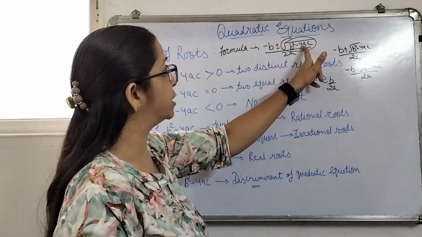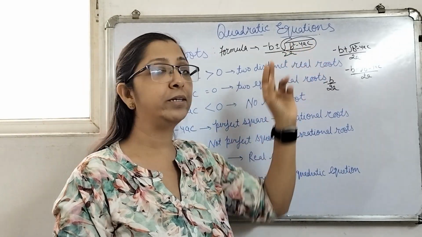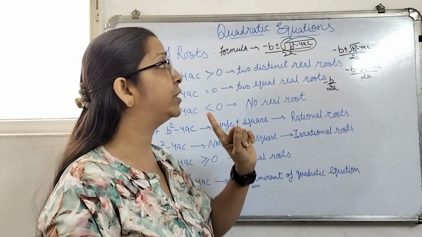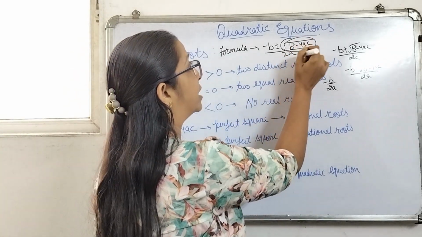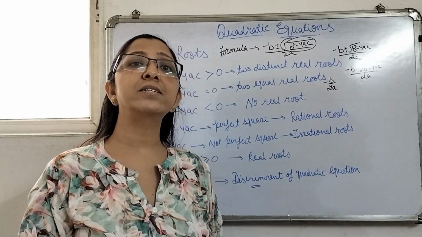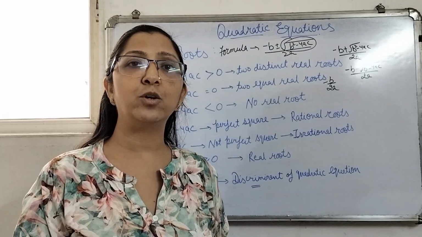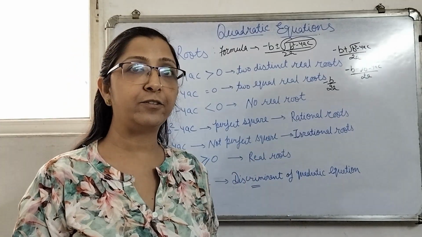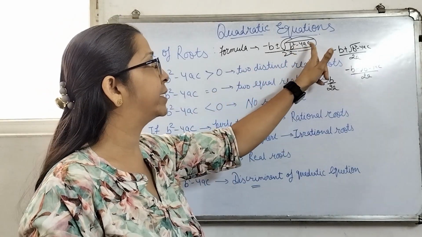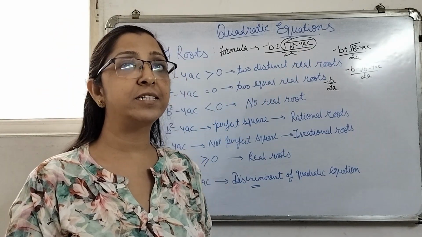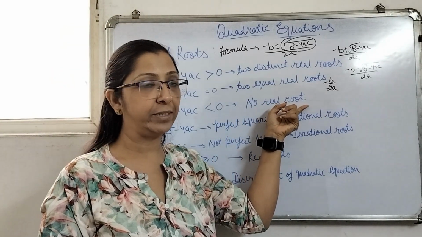Now if the value of b square minus 4ac is less than 0, that means if the value over here is negative, in that case we will not be having any real roots, because in the square root sign there will be a negative number, and if there is a negative number in the square root sign, then its value is imaginary. It's not real. We will learn that in class 11. That's the reason if the value of b square minus 4ac is less than 0, then we will not have any real root.